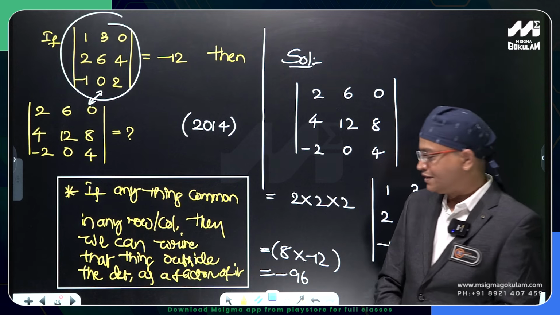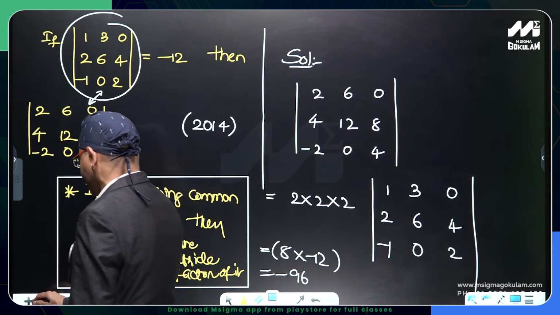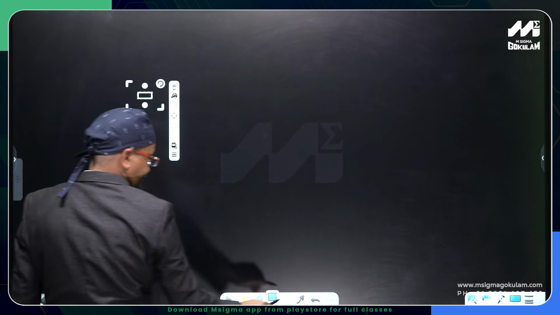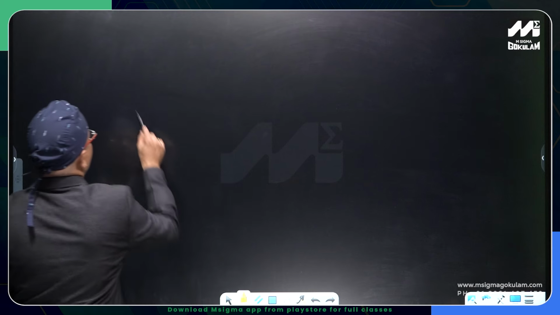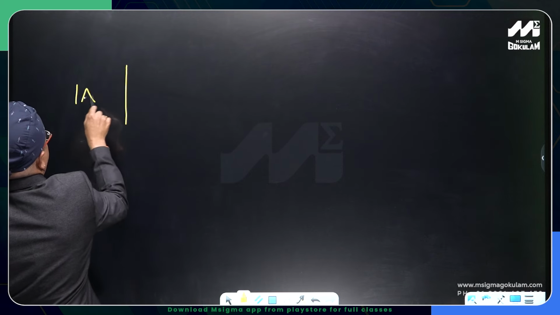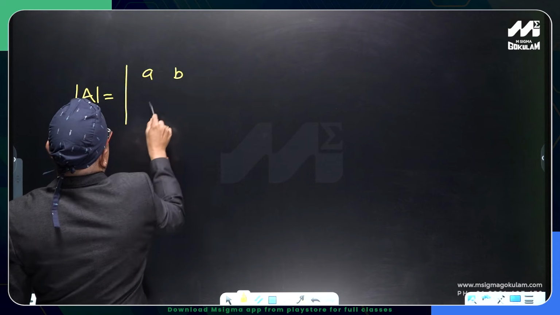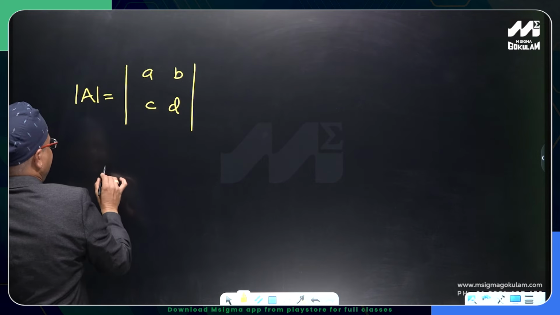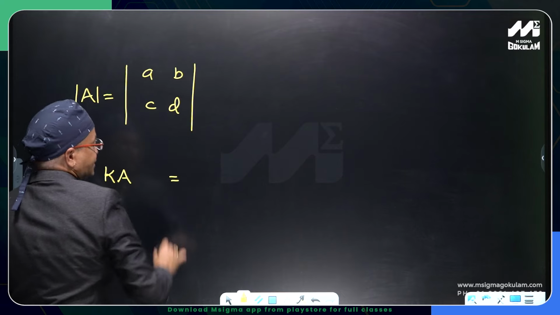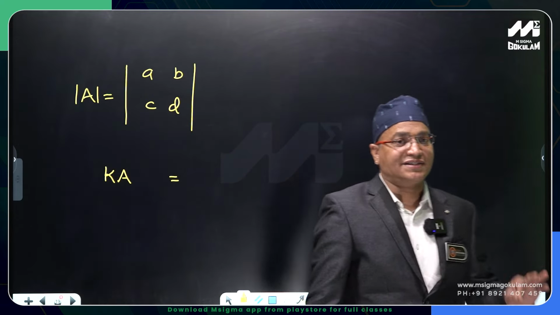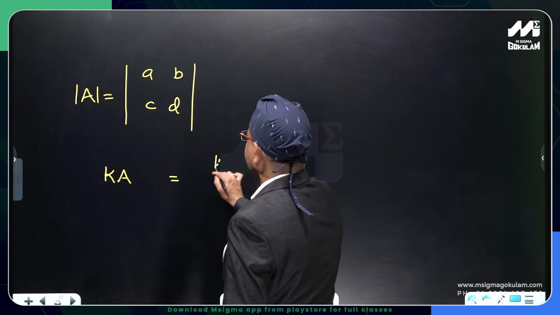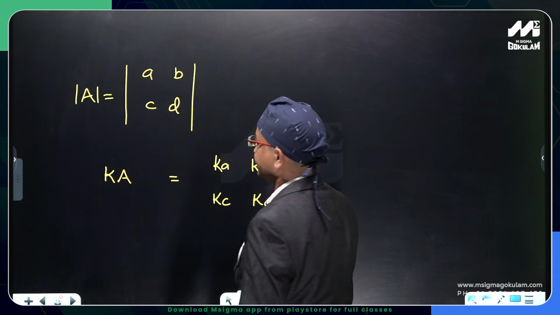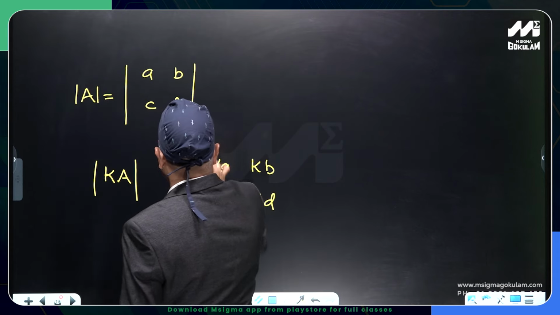In this context, I want to extend it also. Suppose there is a situation like this. I have one determinant like this, det A is A, B, C, D. Multiply each element with K. That means K into A. So, if you are multiplying a matrix with a constant K, you have to multiply each and every element like this: KA, KB, KC, KD. Then take the determinant.